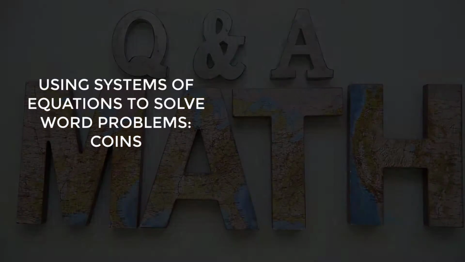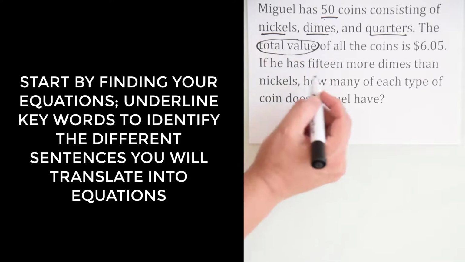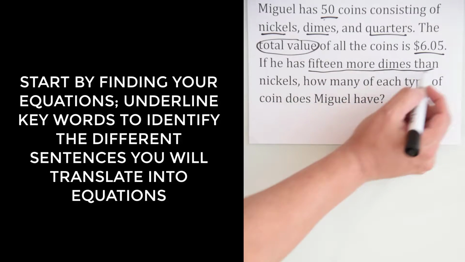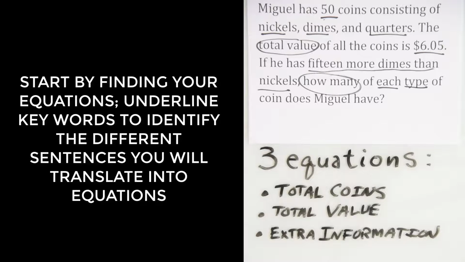Using systems to solve complicated word problems. Miguel has 50 coins totaling $6.05. They're nickels, dimes, and quarters. How many of each type does he have if he has 15 more dimes than nickels?